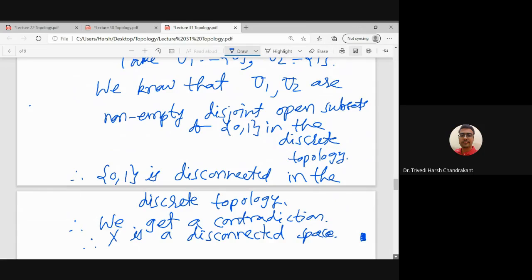So essentially we proved that X is a disconnected topological space if and only if there exists a continuous onto function defined from X to {0, 1}. So these are the main results which I wanted to discuss in this lecture. If you have any doubts, you can ask.